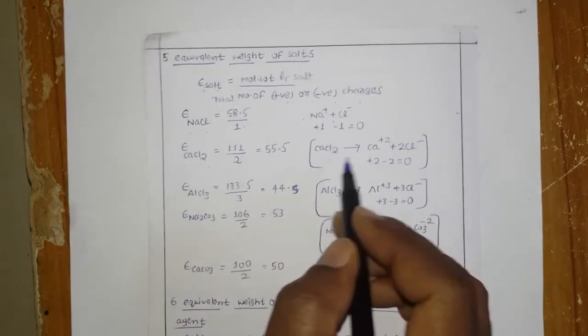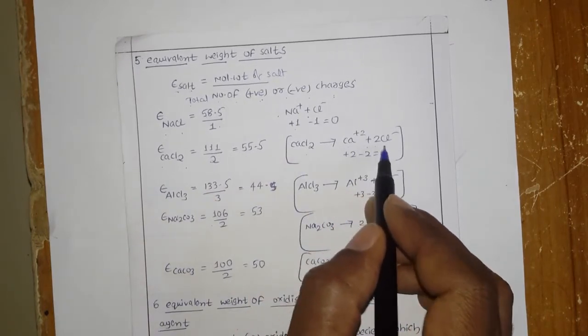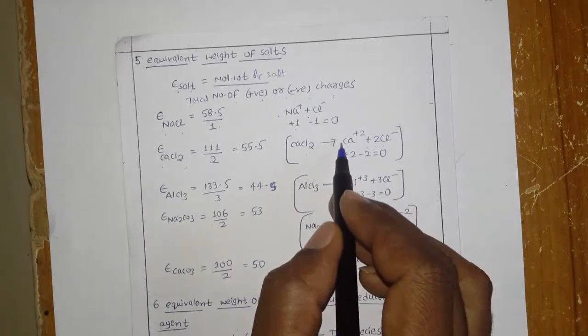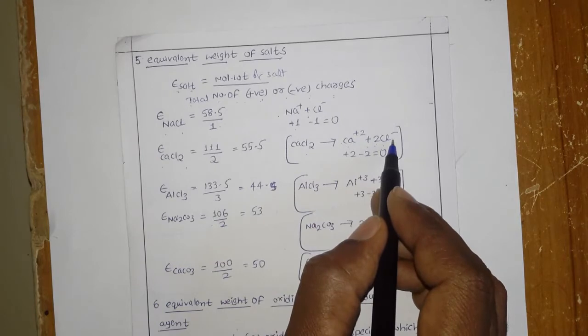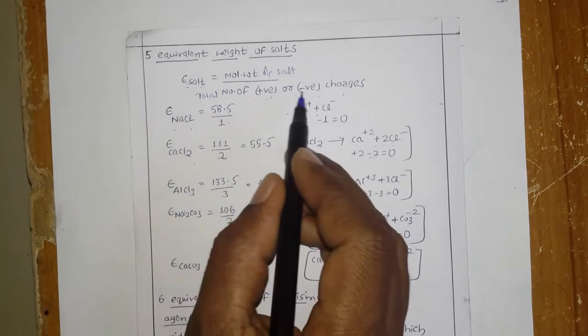So calcium chloride, how can you write the calcium chloride? You can write it as Ca 2+ and 2 Cl minus. Okay, so what is the total positive charge here? It is 2, and the total negative charge is 2 into minus 1, so that again is minus 2. So you have to take either the positive charge or the negative charge.